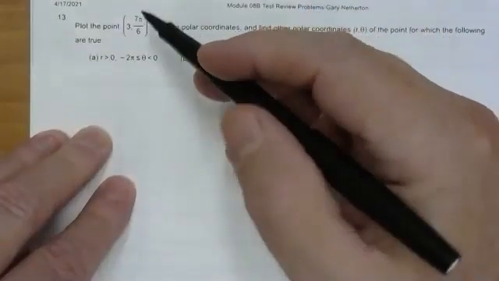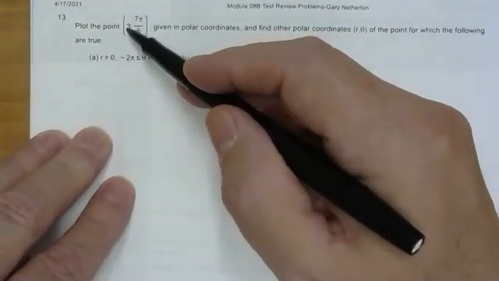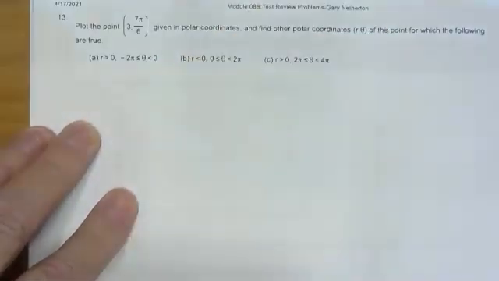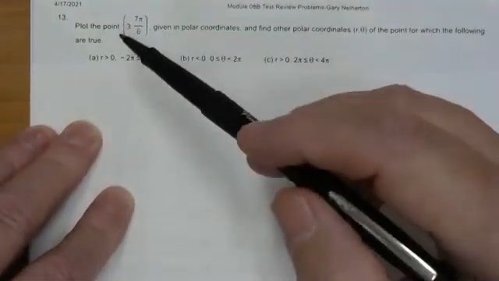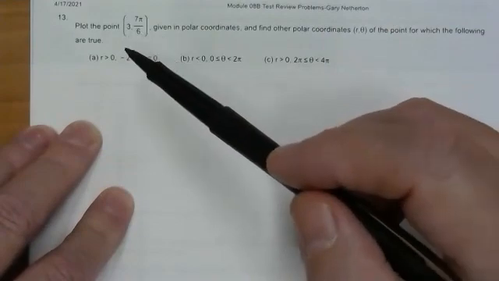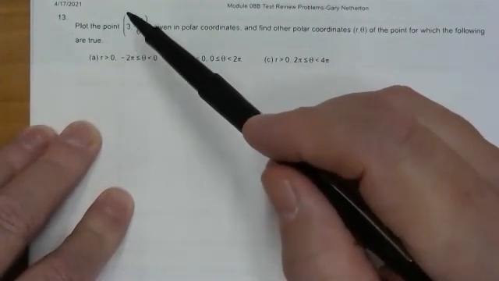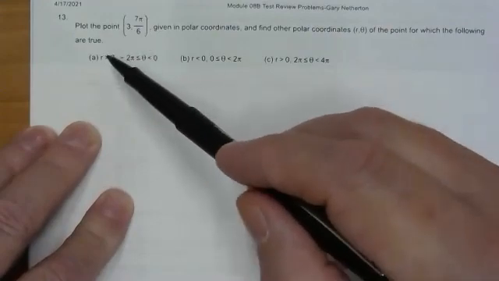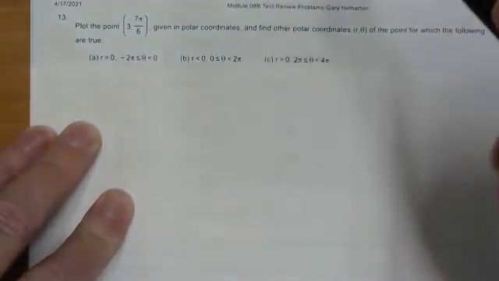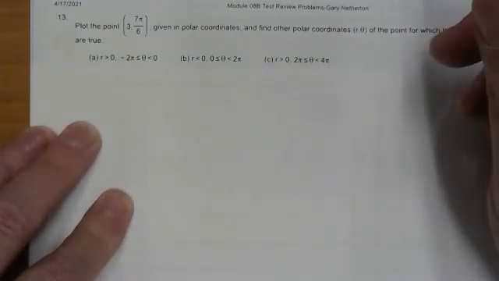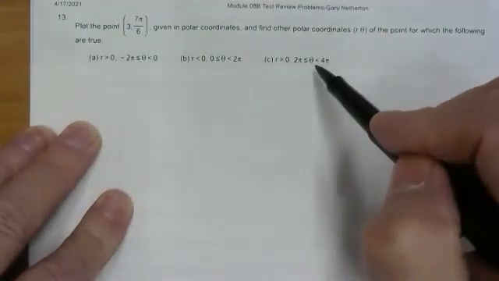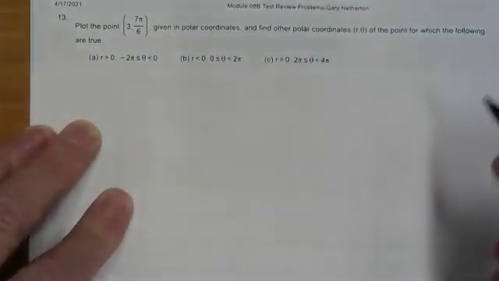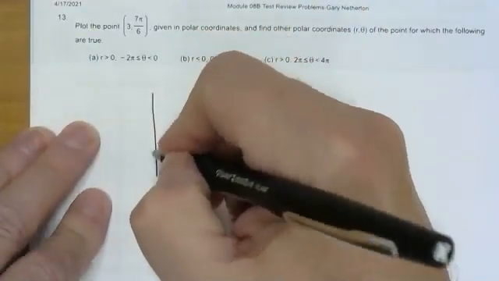The first thing they want us to do is just plot 3, 7 pi over 6. And then they want us to plot that same point, but change the polar coordinate. A, B, and C tell us how they want us to change it, so we'll get to that in a minute. But the first step is to actually plot 3, 7 pi over 6.